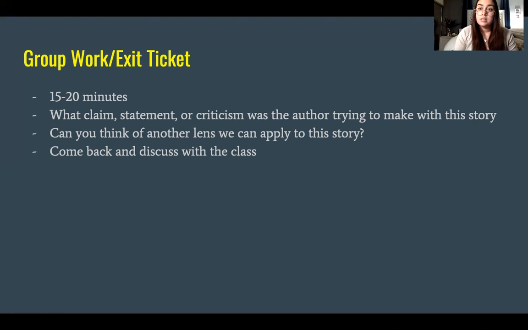What was the author trying to say with this story? Can you think of another lens that we can apply to the story? If you have any questions, come to me. I can help you with the lens definition. We can talk about them. We can discuss them. We can see about what fits. And then we're going to come back together after those 15-20 minutes.